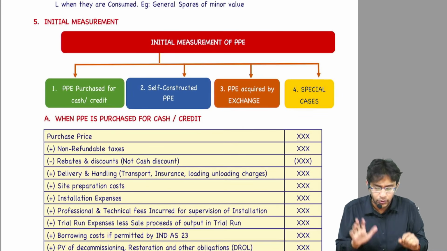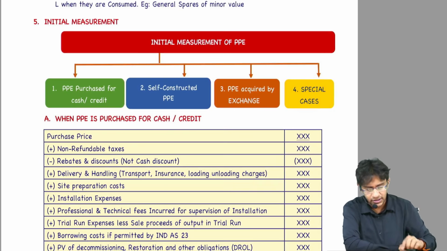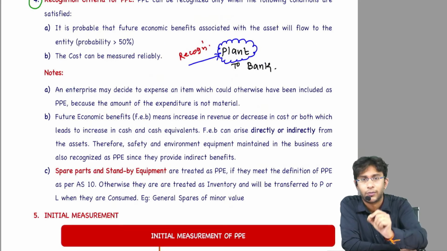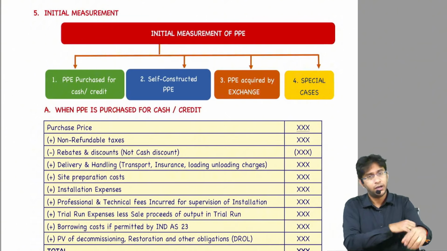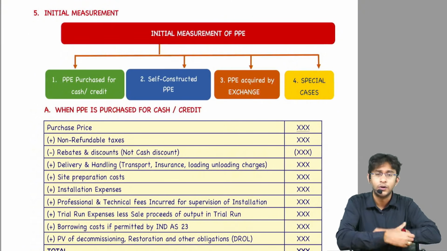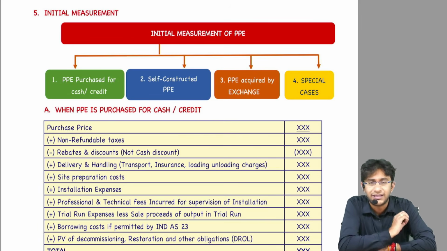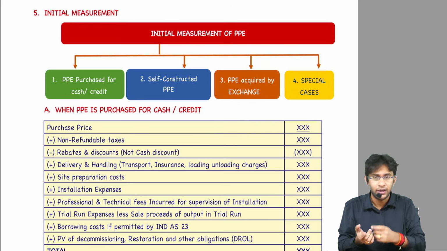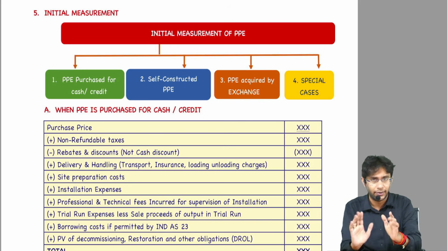Now, going further, the most important part is initial measurement. Initial measurement means the first time when you write an entry, the asset must be debited with what value. Now, this discussion, according to AS 10 and based on our study material also, we will discuss in 4 categories, sir. Number 1, a ready-made asset purchased for cash or credit. First case means the asset is ready, you just have to take and install it. Payment, either you have done it right now or you have agreed to pay it at a later date. Asset is ready-made. First case.